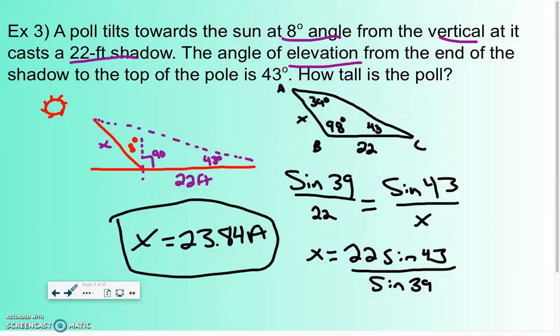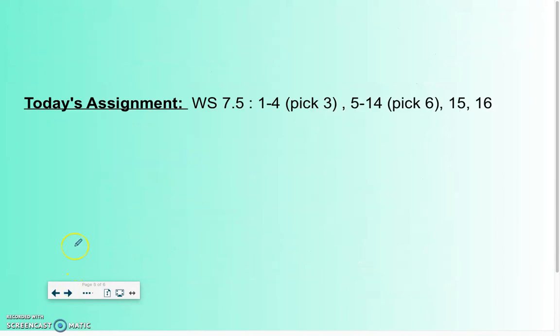The goal would be next class that you have worksheet 7.5 applications. 1 through 4, I want you guys to pick 3 of them. That's a little bit of the review from last class in terms of, do you have 1 triangle or 2 triangles? And then 5 through 14 are the story problems. I know I don't give you a lot of room to do them. I encourage you to do them on a separate sheet of paper. I'd like you to pick any 6 of those.